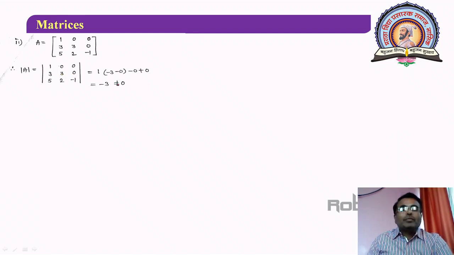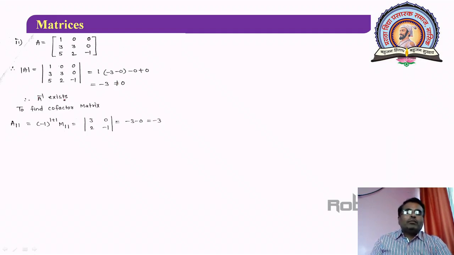Is that clear? Therefore A inverse exists, and then to find cofactors, this is your cofactor related to the first element. So delete the first row and first column. What you will get? 3 0 2 minus 1. Is it clear? And it is with positive sign because minus 1 raised to an even number is there. So that's coming as it is. So minus 3 is your first element.